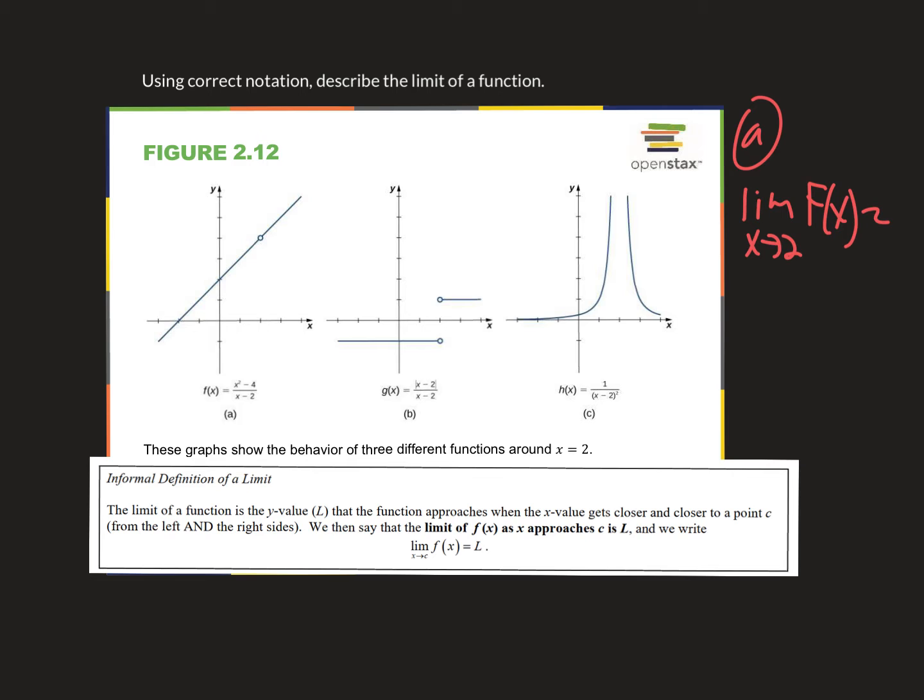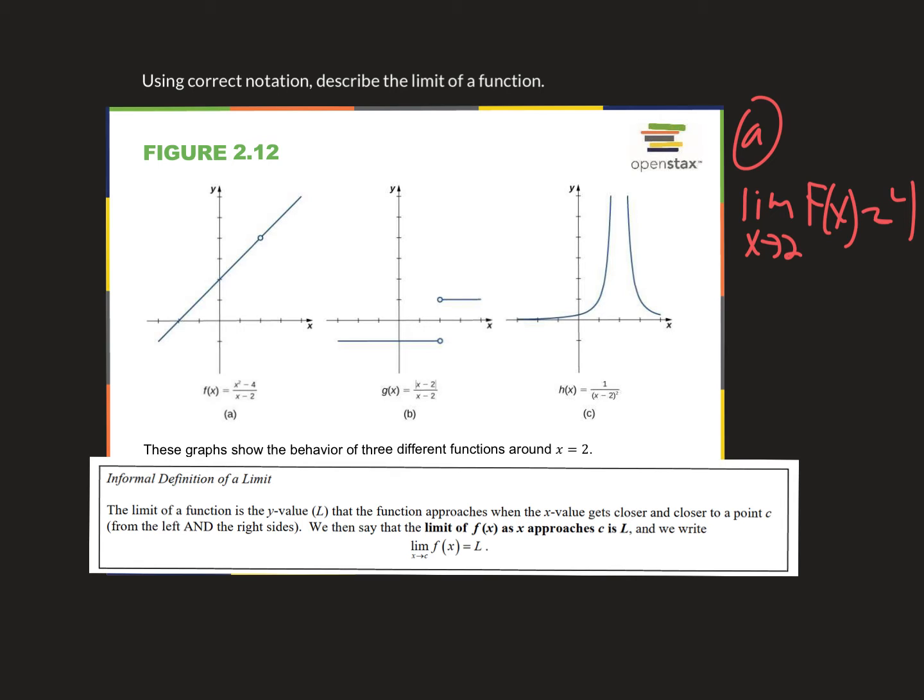What's happening? I see as I approach that 2 from either side, it's going to the same value. And what value is that? Well, 1, 2, 3, 4. So the L in this case is 4. Even though f of 2 is not defined because there's a hole in the graph, as we get closer and closer to 2, y is getting closer and closer to 4. Here it's coming from the left side, here it's coming from the right side. So they're both approaching 4. So to write that limit, I would write equals 4.